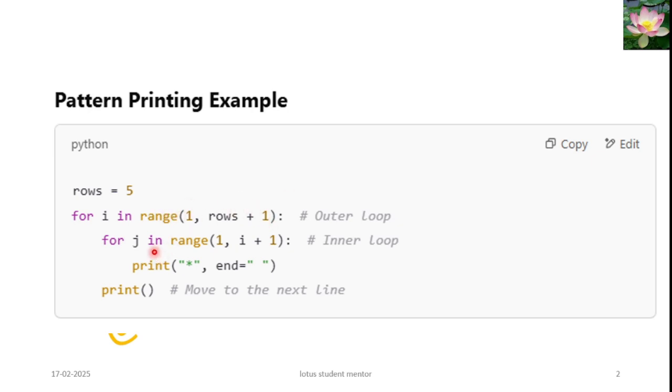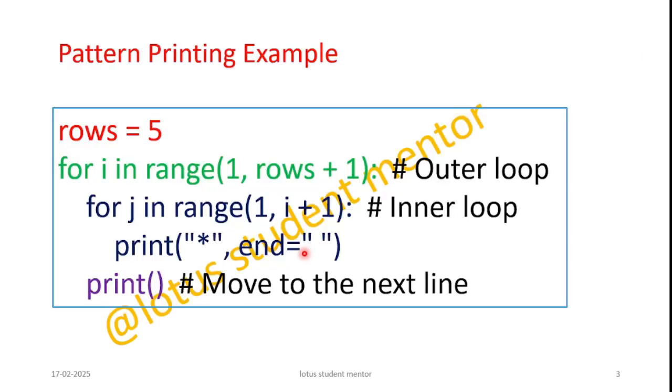Now, for i in range 1 comma rows plus 1, this is known as the outer loop. This is the inner loop: for j in range 1 comma i plus 1 colon, print star, end space gap. Whatever is to be printed, here the star will be printed. One is the outer loop for mentioning the rows, another is the inner loop for printing the stars. We are going to study how iteration by iteration works here.